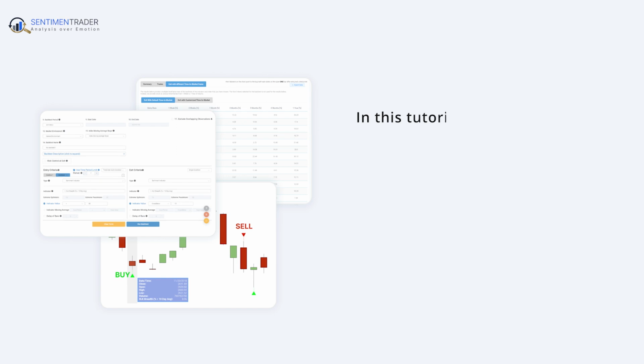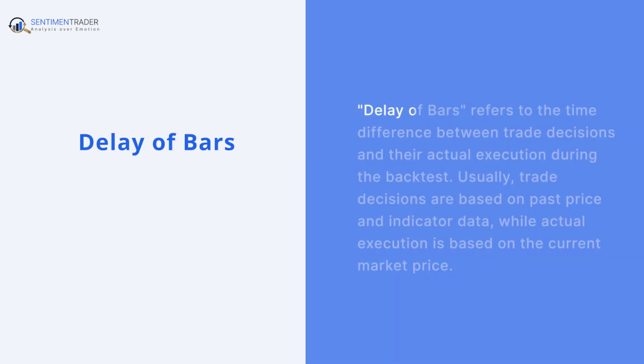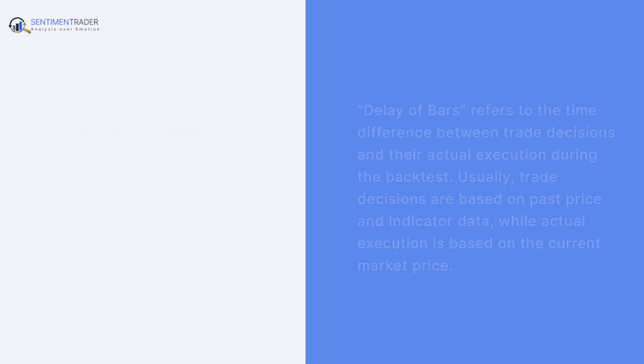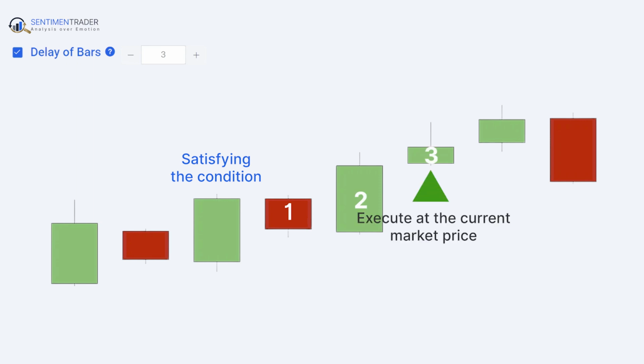In this tutorial, I will assist you in understanding the delay of bars and its impact on backtesting results. Delay of bars refers to the time difference between trade decisions and their actual execution during the backtest. Usually, trade decisions are based on past price and indicator data, while actual execution is based on the current market price. For example, if you set the delay of bars to 3, the trade will be delayed by 3 bars when the conditions are met before triggering.